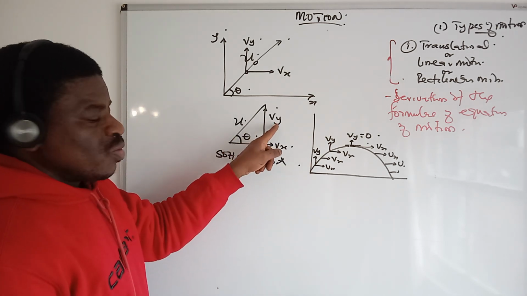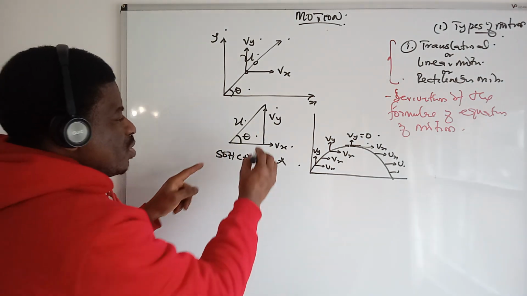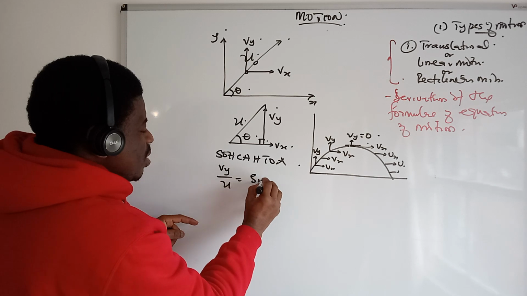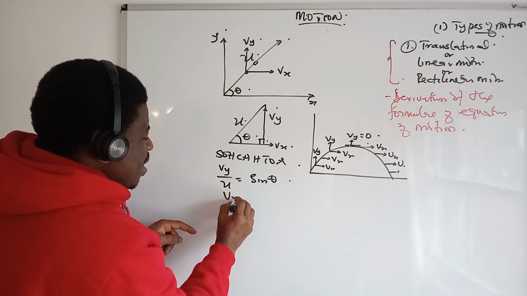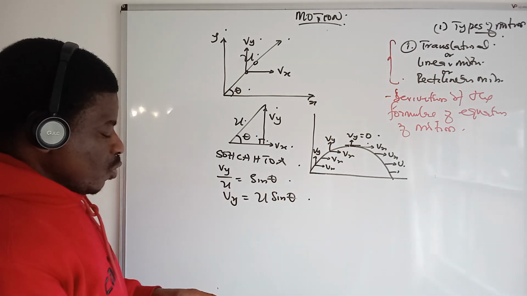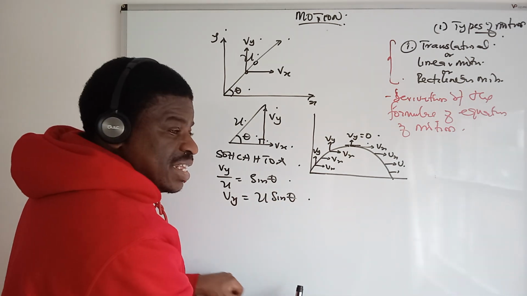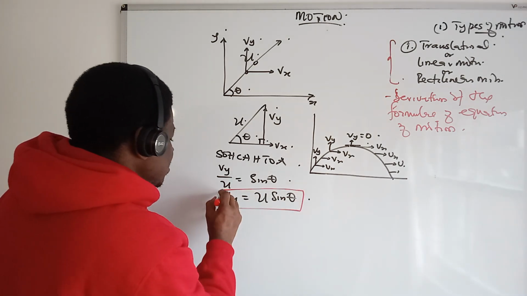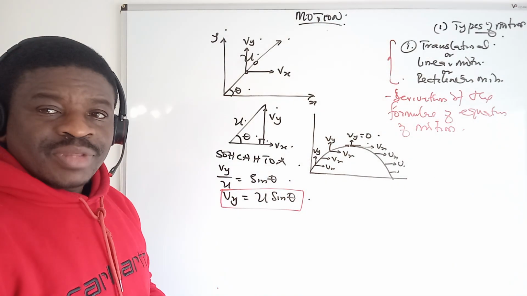This is opposite. You want to look for Vy. Opposite over hypotenuse. So Vy over u is equal to what? Sin theta. So Vy is equal to u sin theta. So you have gotten the vertical component of the velocity.